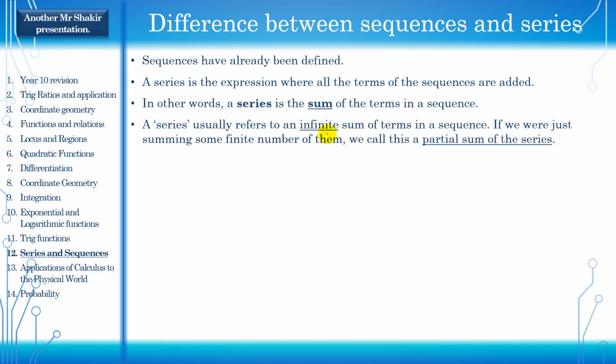We normally refer to the infinite sum, so you just add up all of the terms till infinity. But if you only wanted a certain number of them, we'd call it a partial sum of the series. That's just a technical definition, nothing to worry about. I'll give an example and hopefully it'll help.